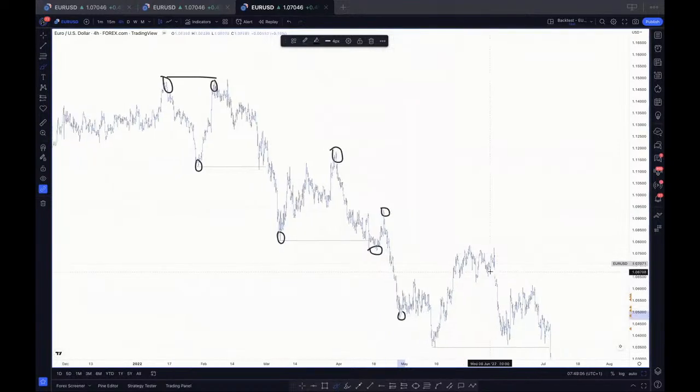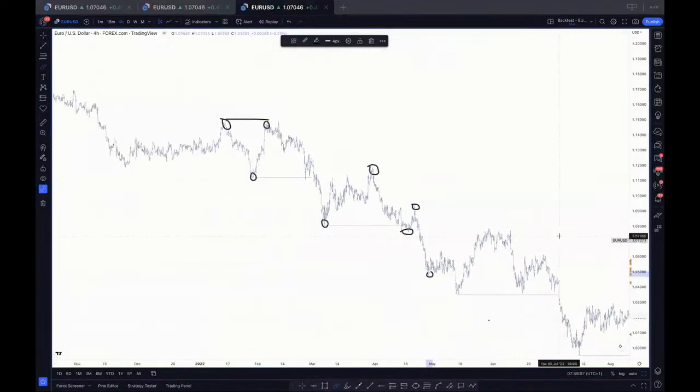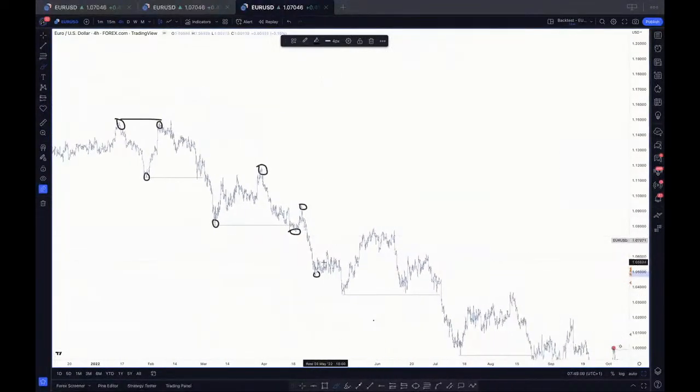And then what happens again? So it made a new low here, pulled back up a little bit, and then pulled down again, made a new low here, and then pulled back up a little bit again, and then broke structure, and then made a new low here. The bearish momentum basically continues.